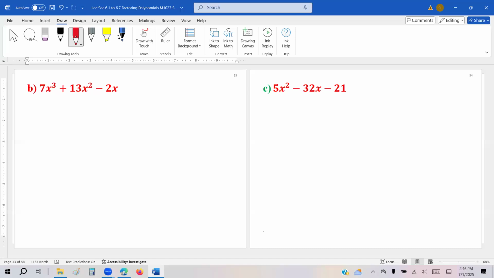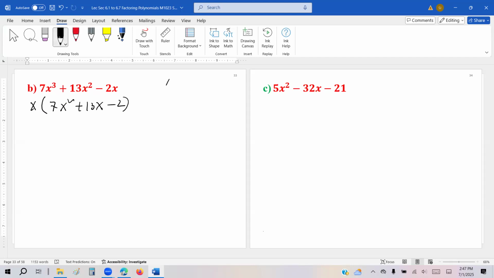On the left one, what do you observe? What do you notice on the left one? GCF. What is our GCF? X. So we got 7x squared, 13x minus 2.